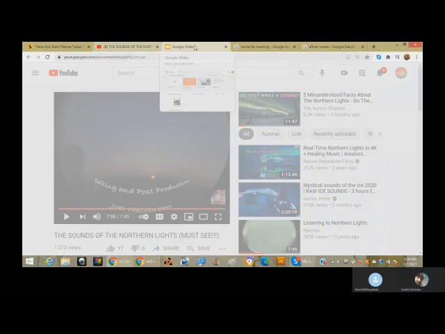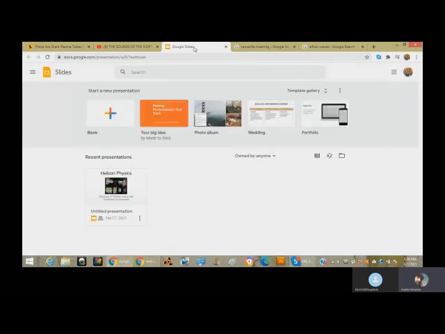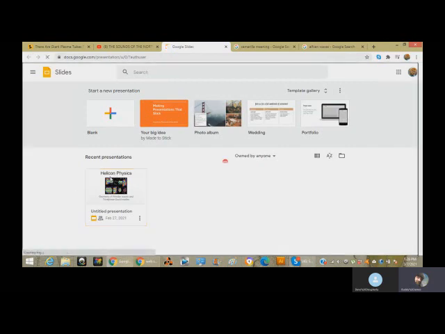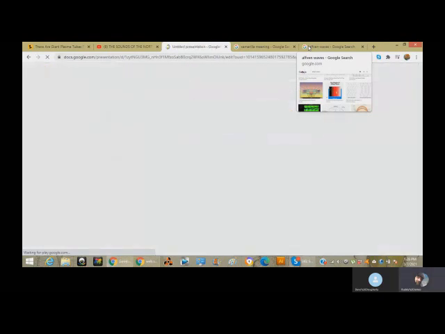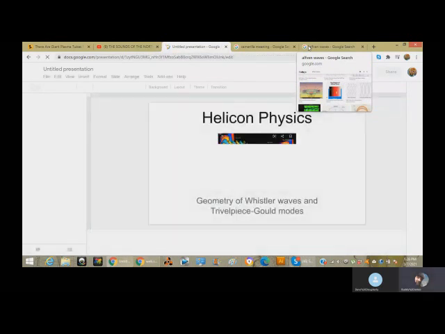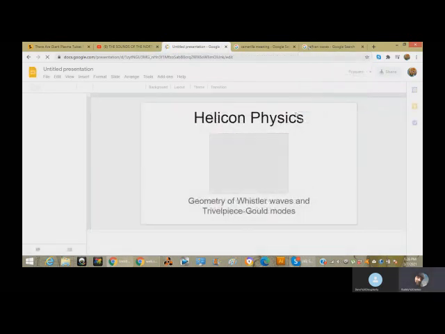But so here with all that as a precursor, let's get into some space weather, the geometry of space weather, and what these are, and the Helicon physics. This is a presentation that I put together, and I've added a bunch more to it. So we're going to zoom through it.